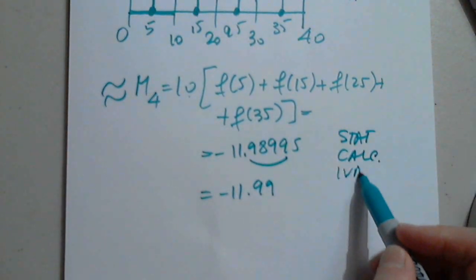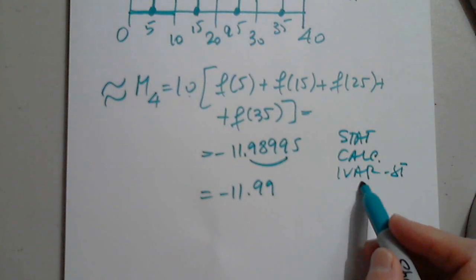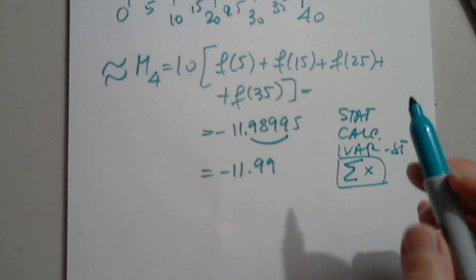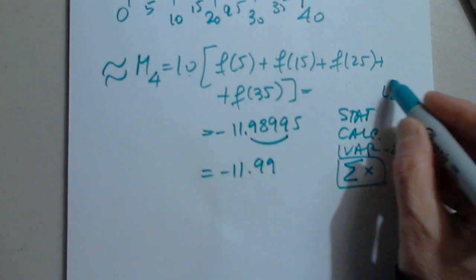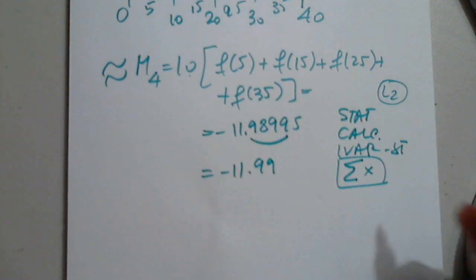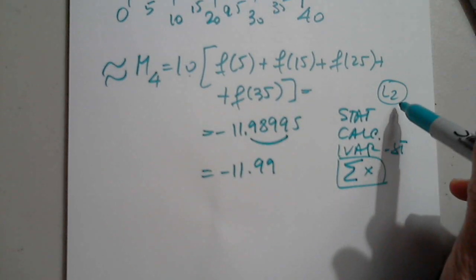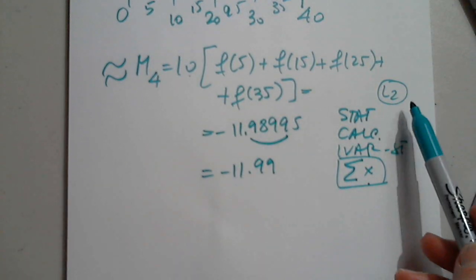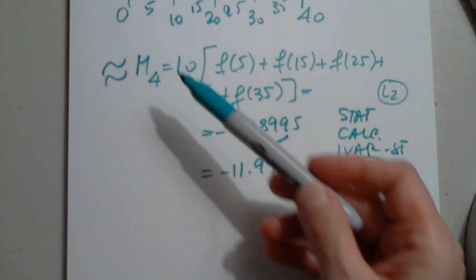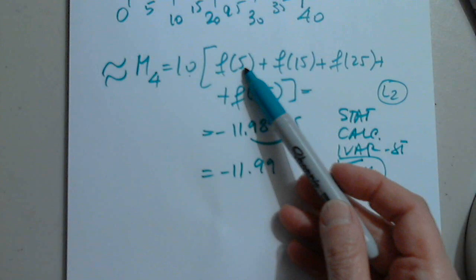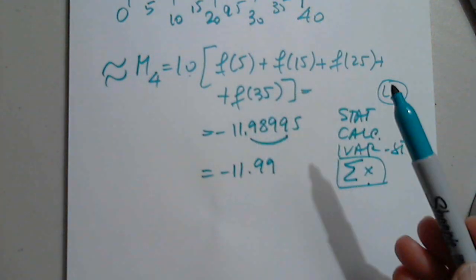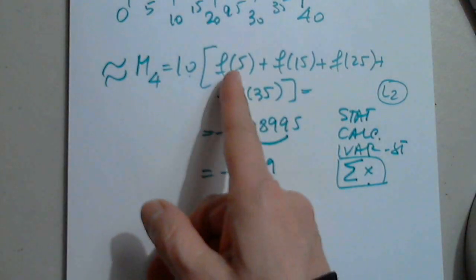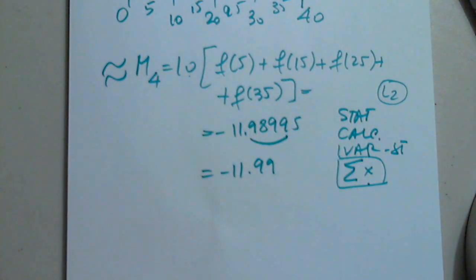And I'm going to use one variable stats. And I only need the sum of x. But make sure that you're using list L2 or any list, but you have to enter that list that you want the sum for. Because if you by mistake do this for list L1, you're going to get the sum of x values. 5 plus 15 plus 25 plus 35. Who cares about that? So you have to make sure that you have list L2 where you have this times this, this times this, this times this, and this times this.